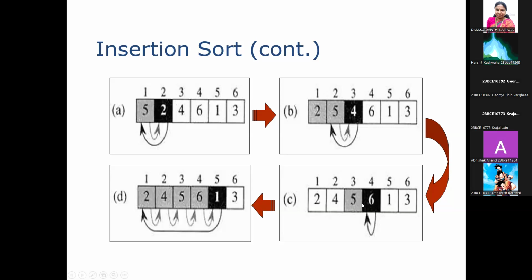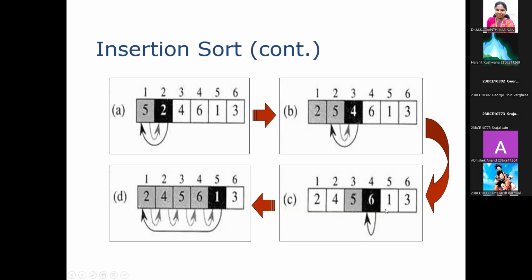Then in the third iteration, 4 is compared with 5. 4 is small and 5 is greater. Then 4 comes here, 5 goes here. Then 6 is compared with 5, but 5 is small, 6 is greater, so we'll leave it.